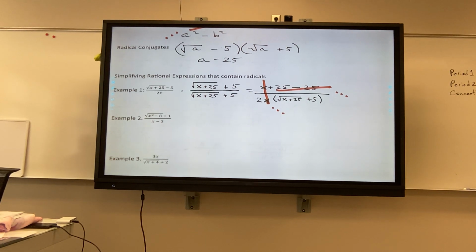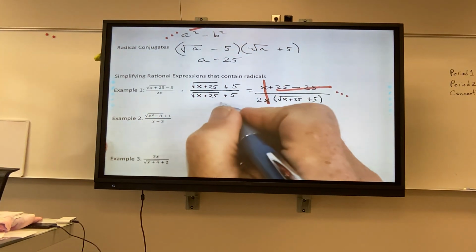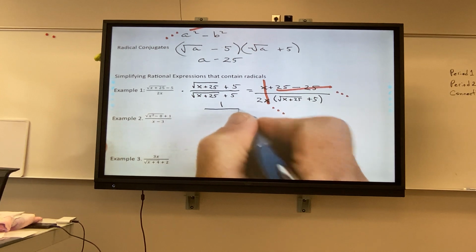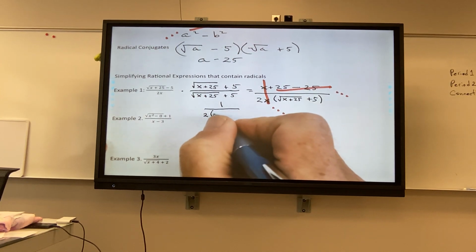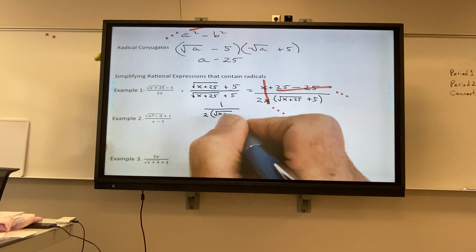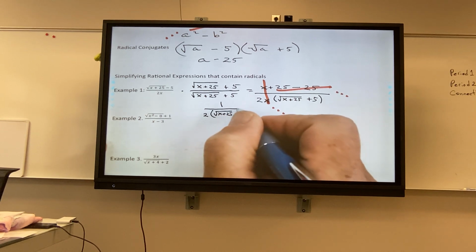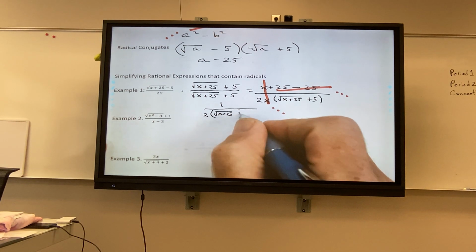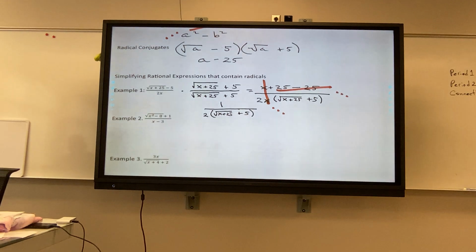And that kind of reminds me that I have a 1. So my answer here is going to be 1 over 2 parentheses the square root of x plus 25, plus 5. And you can distribute the 2 if you want. I don't go through the effort. And again, if you're one of those people that need to do that because you were told to do that 50 million times and that is ingrained into you, go ahead. I'm just not going to do it.